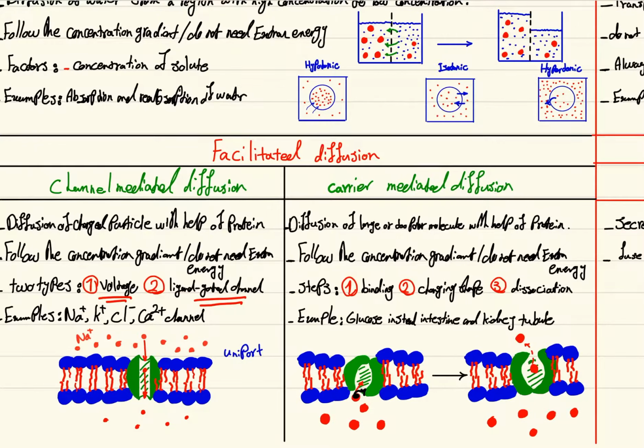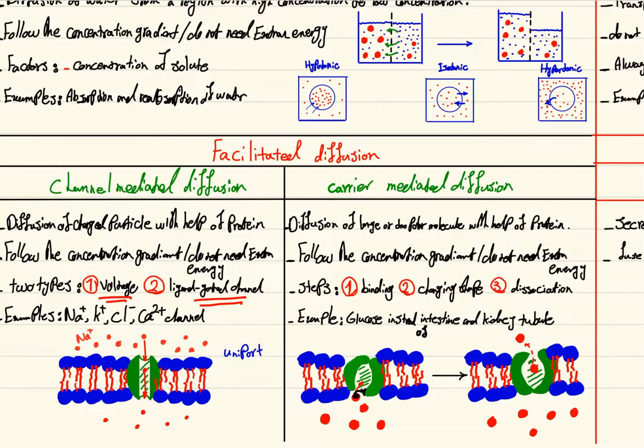One of the most important examples of carrier-mediated diffusion is glucose. Glucose in the intestine, kidney tubule, and other places in our body is transported through the cell membrane by carrier-mediated diffusion.